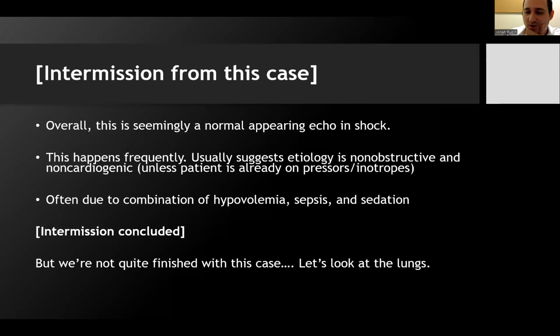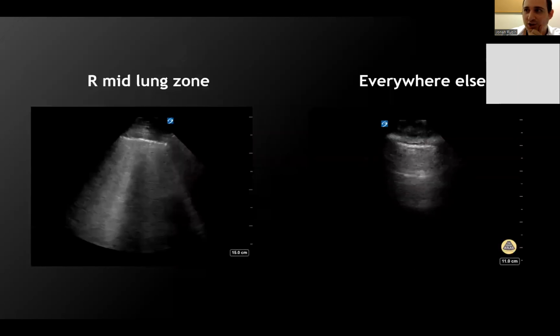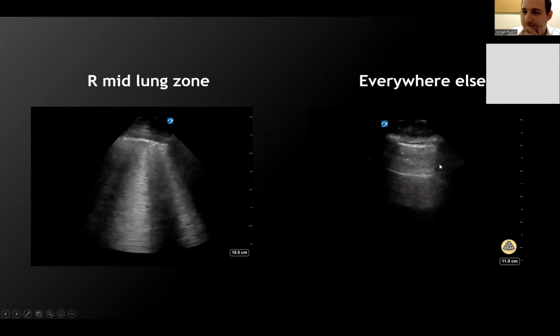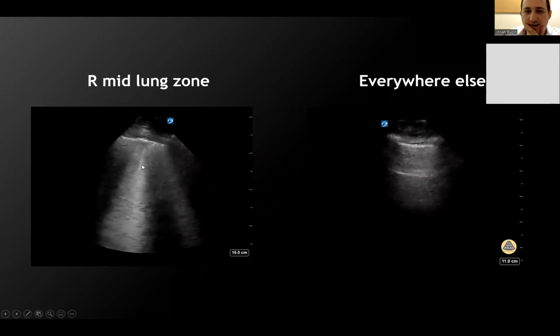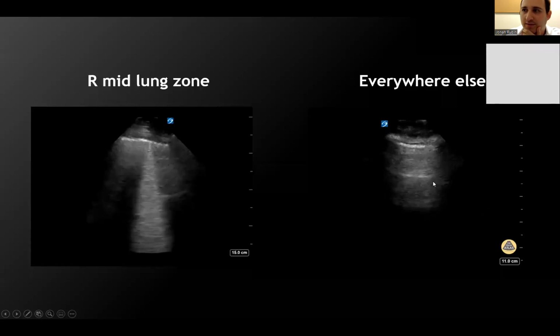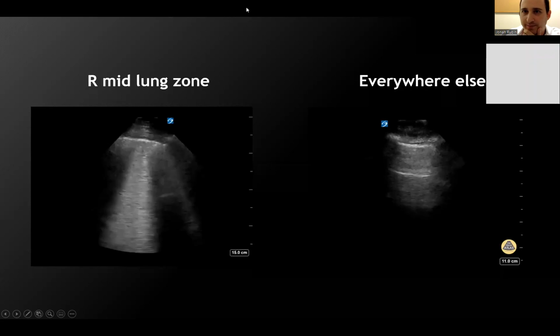So this time we're going to take a look at the lungs too, and I'll share with you that this was the right middle lung zone and this was everywhere else. What are we seeing here? And what are we seeing everywhere else? And what does that suggest?